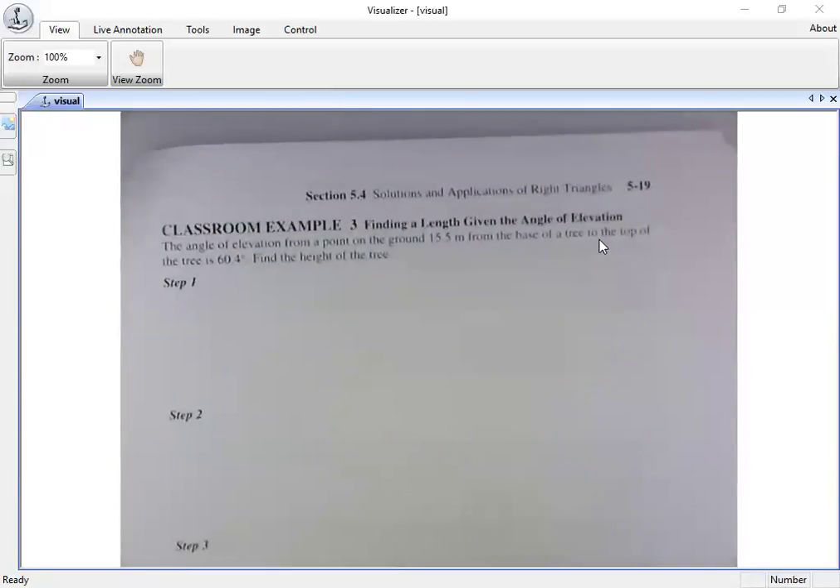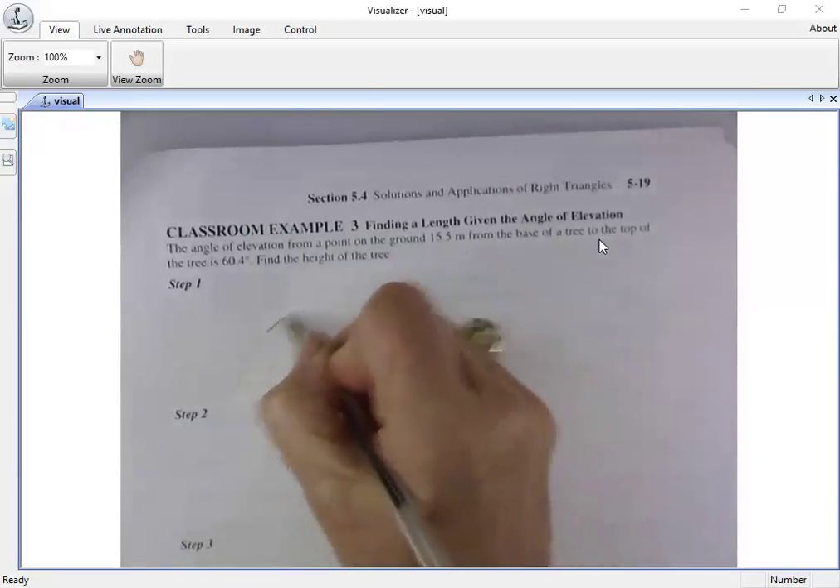So let's look at this one. The angle of elevation from a point on the ground, 15.5 meters from the base of a tree, to the top of the tree is 60.4 degrees. Now, could you find the height of the tree? Let's try. What was step one? We need to try to do what? Yeah, draw. So I'm going to draw a right triangle.